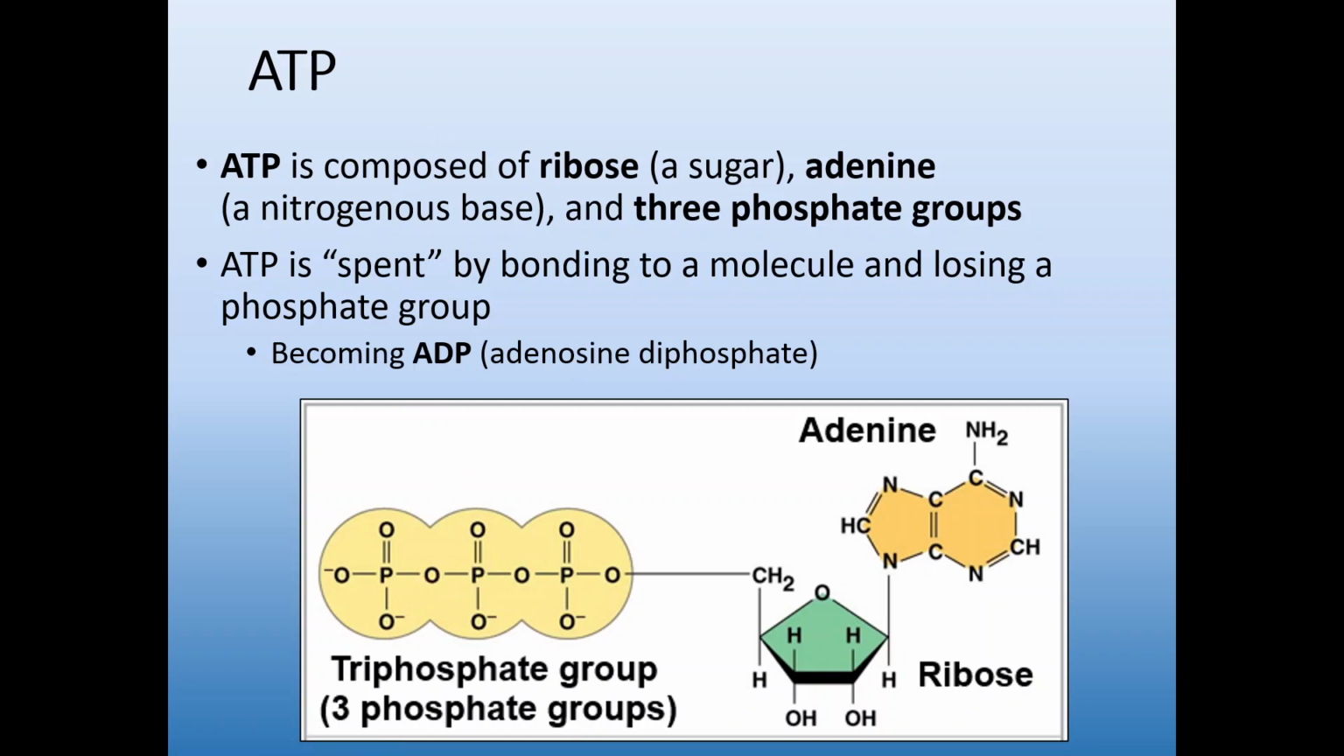Now it's important to keep in mind that the phosphate that's been broken off is not lost. All we did was break the bond because we wanted the energy in that bond. So those phosphates are still floating around, meaning we can reform ATP from ADP. All we have to do is reform that bond.